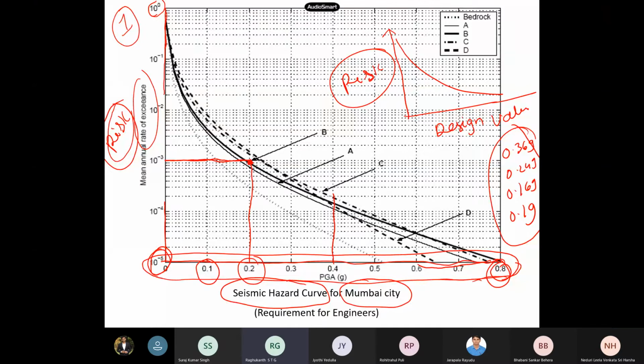So the advantage of the seismic hazard curve is that you know the risk, how much risk you are taking. Can anybody tell me, among all our codes, essentially regarding the loads, one code tells you the risk level. Which code?